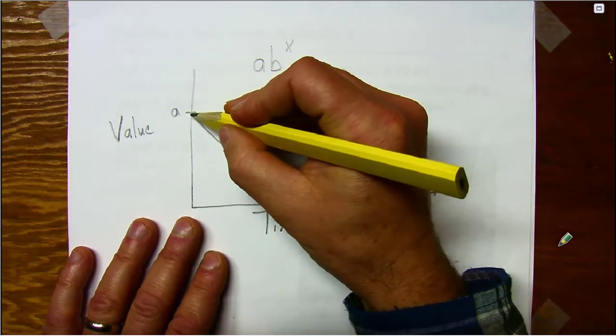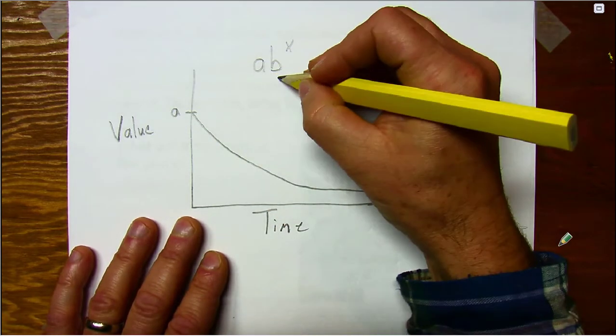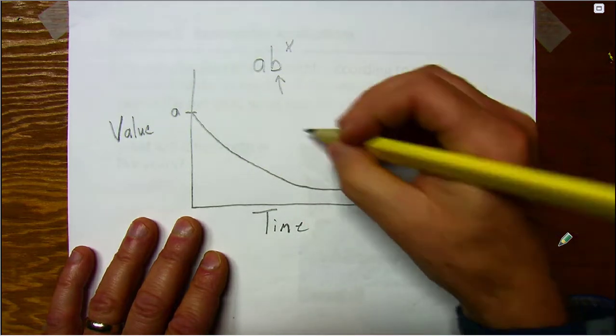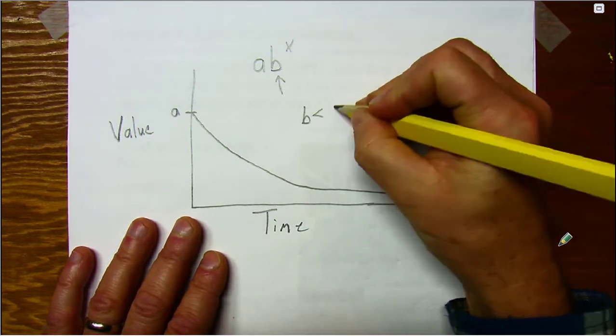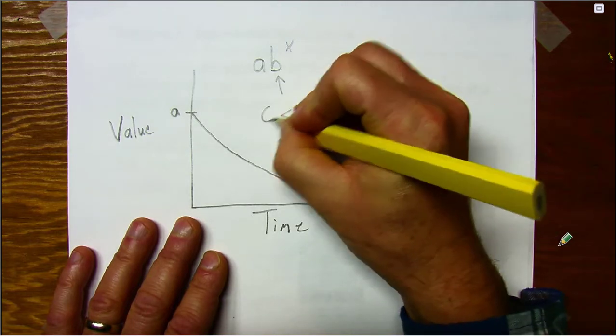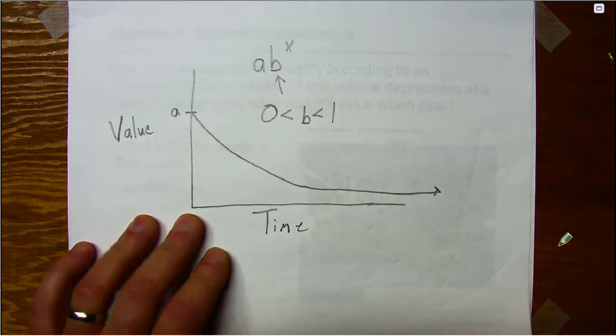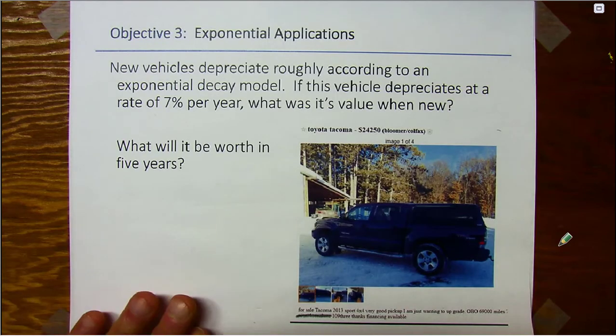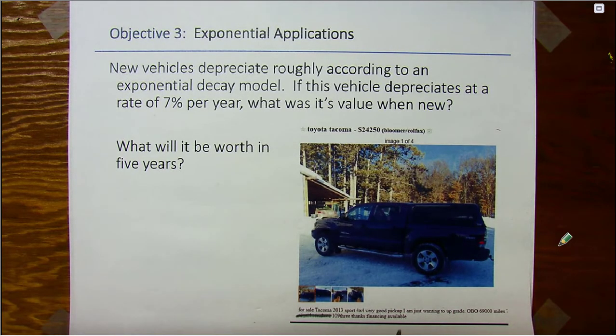So we know that A is the initial price of the vehicle, and B tells us how fast the vehicle decays. So I think you would agree this is exponential decay, and therefore our B value has to be between 0 and 1. So let's figure out what those values are for this Toyota Tacoma. Now the Toyota Tacoma is the vehicle I've chosen here because they're known for holding their value really, really well. So it provides a good example for us.